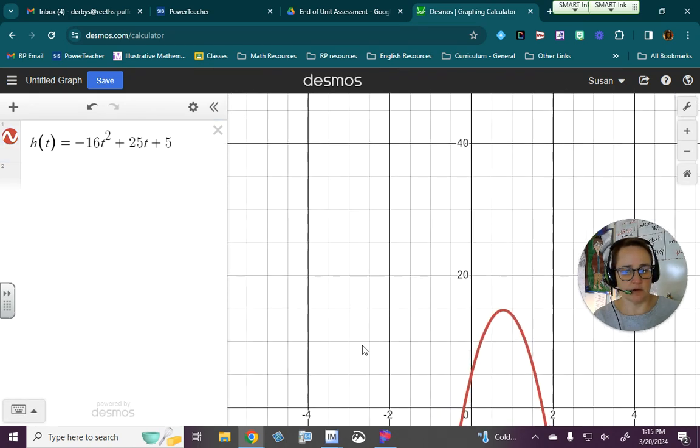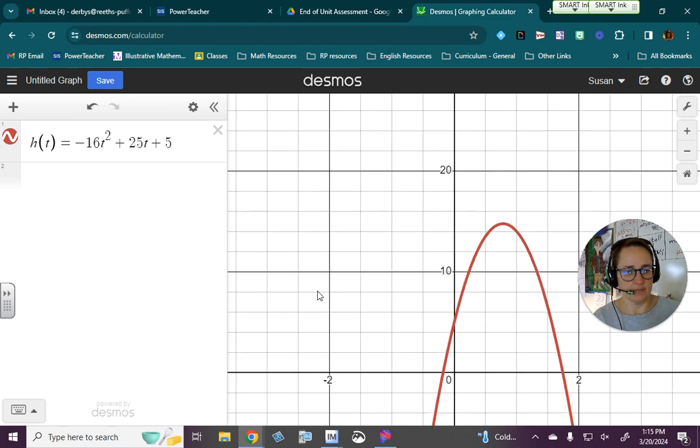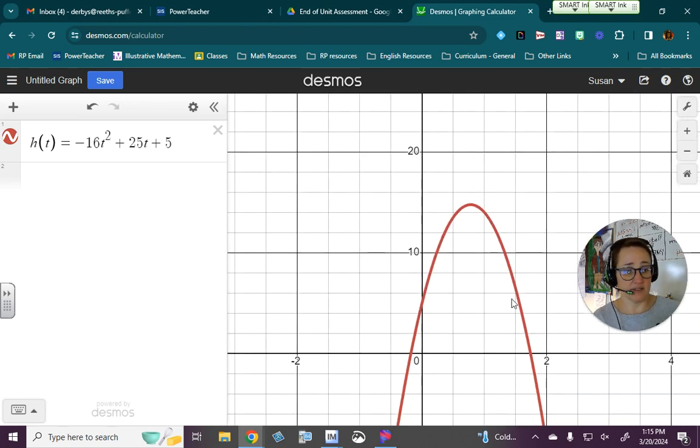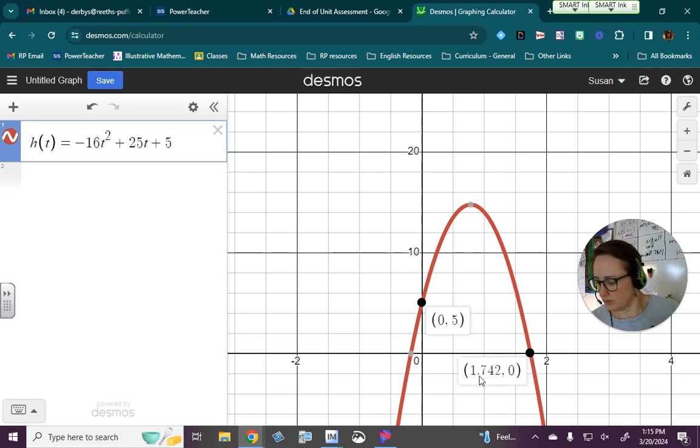Ooh, I can zoom in a little bit on this one. And now I see we have a different ball that's following a very different path. So let's start with a reasonable domain. Again, it doesn't make any sense for time to go backwards or be negative, so it starts at 0. And then it's going to land back on the ground here at 1.742 seconds. T equals 5 is still not part of this domain. It's not between those two numbers. 5 seconds is way over here off the graph.